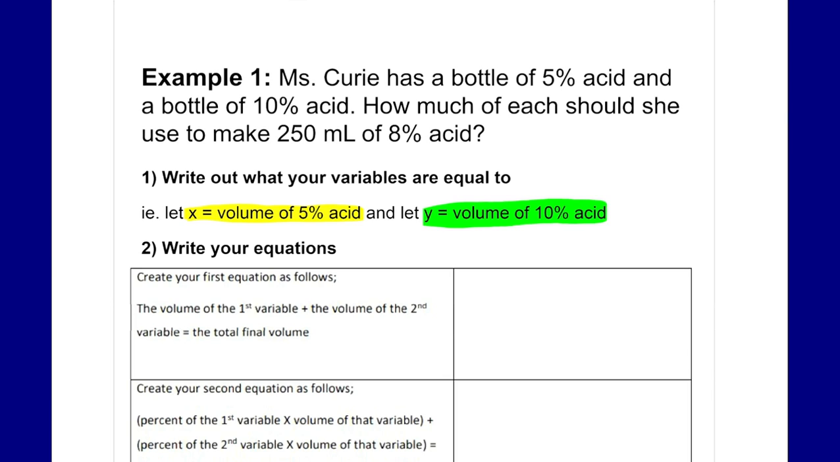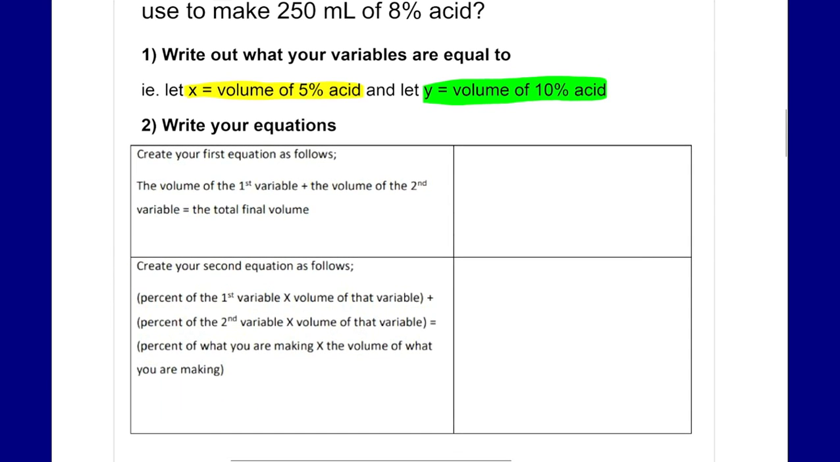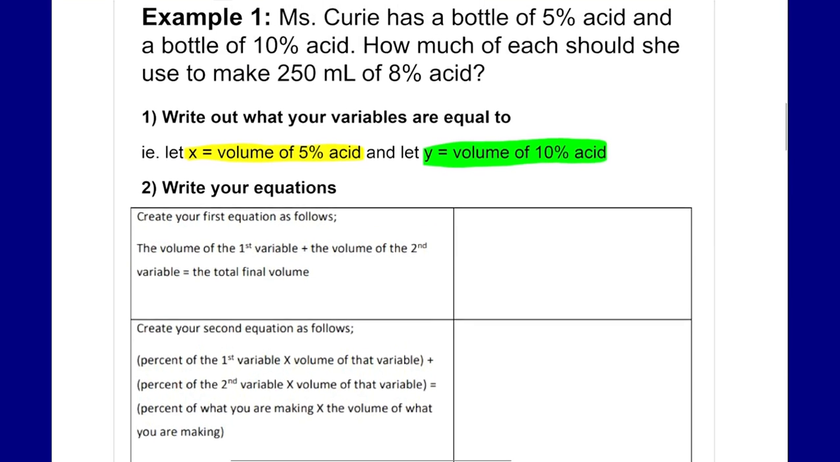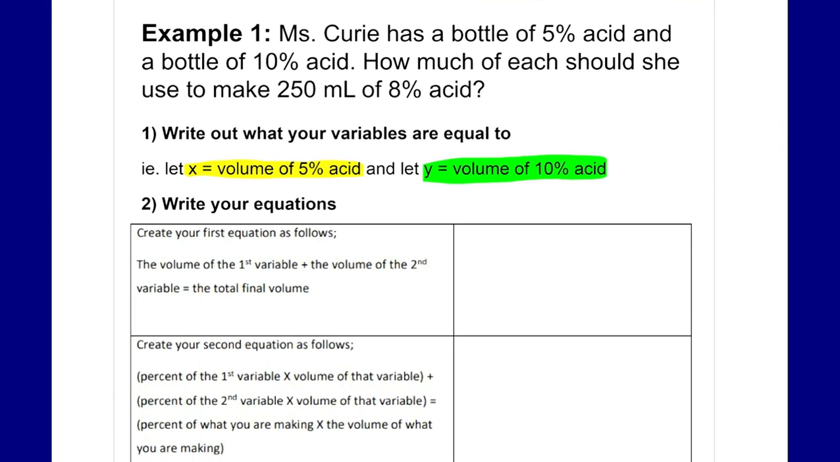Similar to our other word problems, once we have our two variables, now we need to come up with our equations. And the equations are going to be the trickier part of these types of questions. We're going to go through in steps to help us figure that out. So we're going to need to come up with two equations. The first one is going to be fairly straightforward. It's going to be the volume of the first variable plus the volume of the second variable equal to the total final volume. So basically we know how much acid we need to make, and we know that we have two different types of acid.